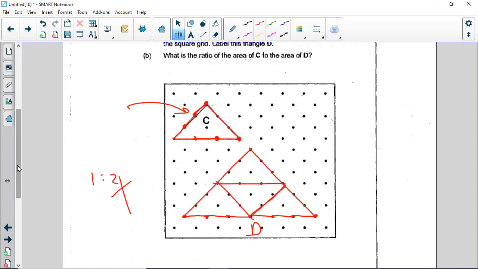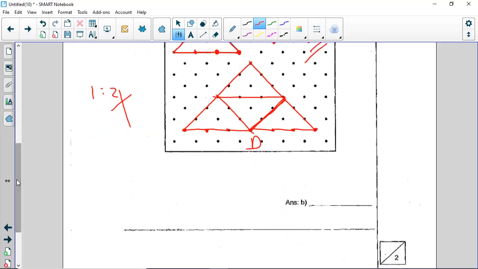So what do you see? The big triangle can be cut into 4 smaller triangles. So what's the ratio? The ratio is 1:4. Okay, got it? One more time: the ratio of triangle C to triangle D is 1:4 because triangle D has 4 of the smaller triangles. Any question? No question, huh? Okay, then let's go to the next one.